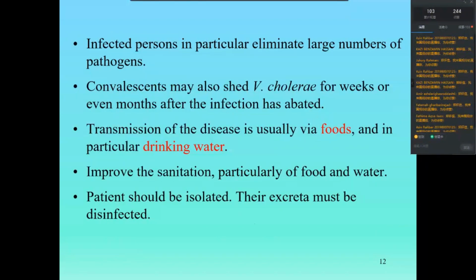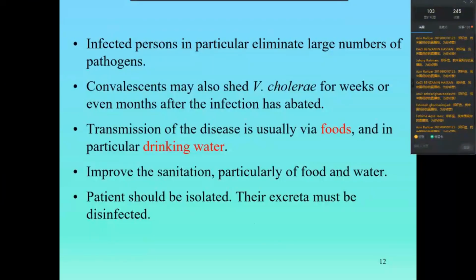During cholera, infected persons in particular eliminate large numbers of pathogens. Even when the patient is recovering, the convalescents may also shed bacteria for weeks or even months after the infection has abated. That is why during a cholera pandemic there are so many bacteria all over the environment, and people need to be very careful to prevent cholera infection.